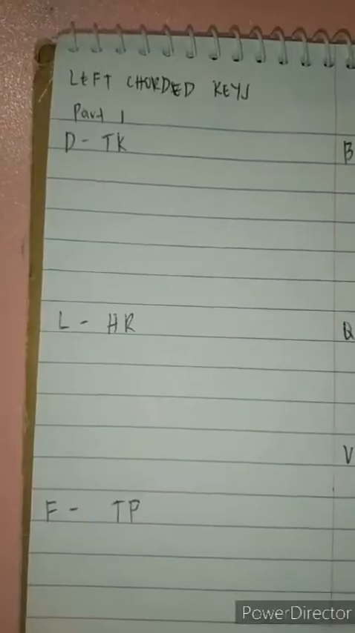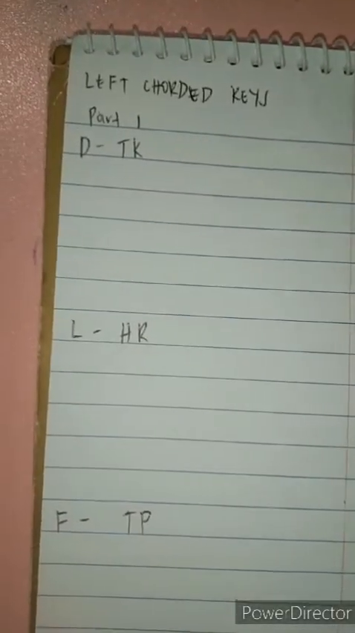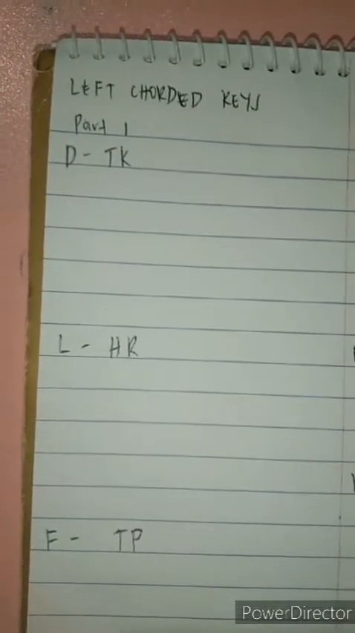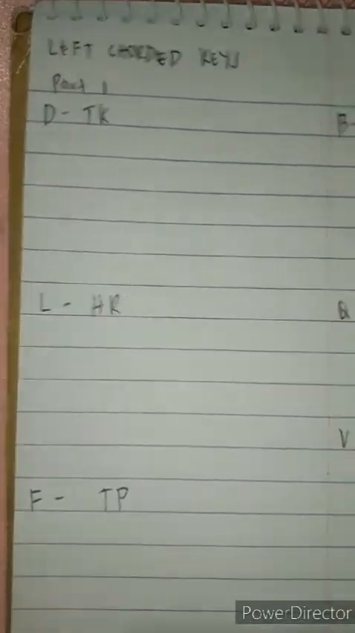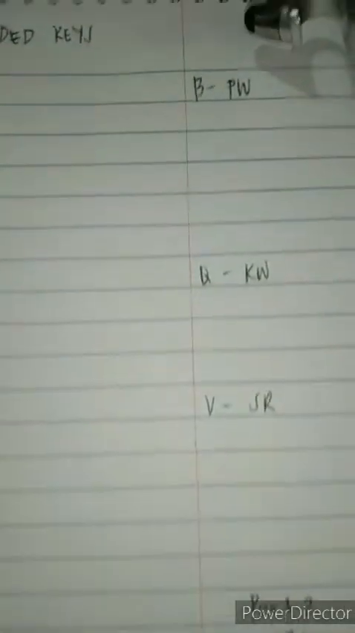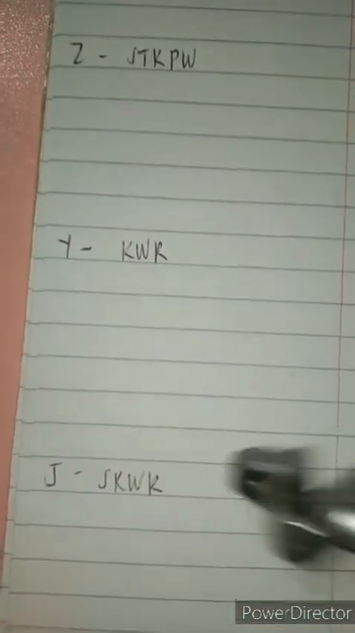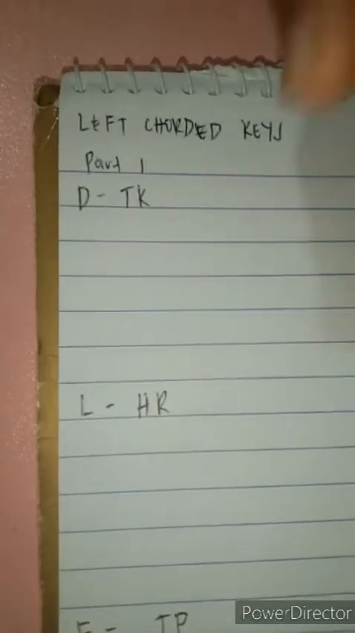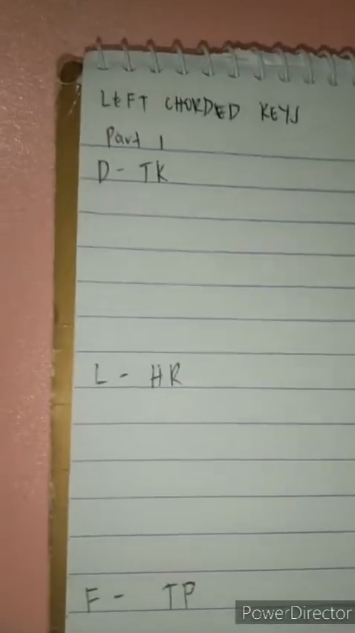Hello, I am Abigail Calicoy and now I will tackle the next topic which is the left chorded keys. Left chorded keys. So in the left chorded keys, here are the missing letters in the steno machine like letter D, L, F, M, B, Q, V, N, and G, Z, Y, and J. So, here we are in part 1. Start with the letter D.